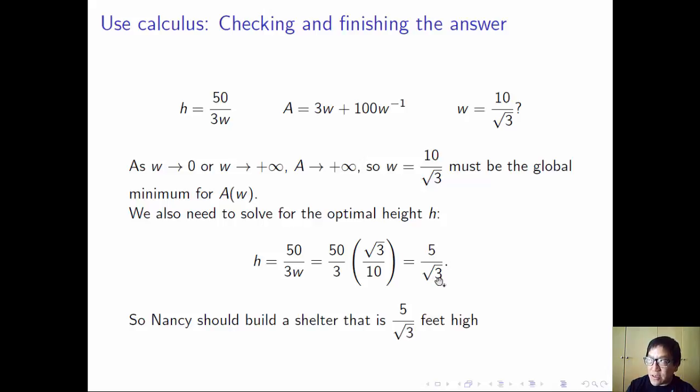So what did the question ask? The question asked, what height and width should Nancy choose in order to minimize the amount of wood used, or minimize the area? And we conclude that what Nancy should do is build a shelter that is 5 over the square root of 3 feet high and 10 over the square root of 3 feet wide.